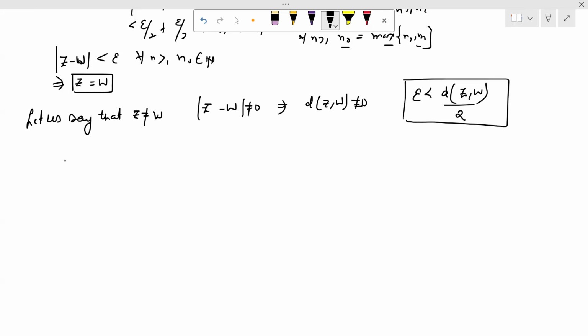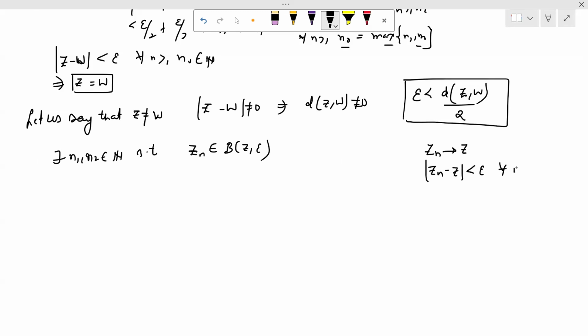Now, as I did earlier, there exist some n1, n2 belonging to the set of natural numbers such that the elements of the sequence Zn will be contained in an open ball centered at Z0 and epsilon. So if I'm saying that Zn converges towards Z, what does it mean? It means that |Zn minus Z| can be made less than epsilon for all n greater than or equal to some n.